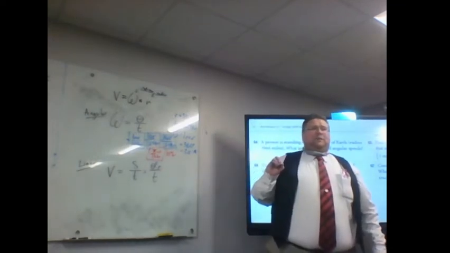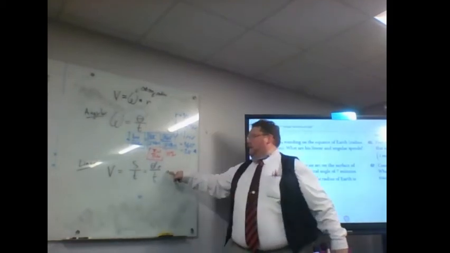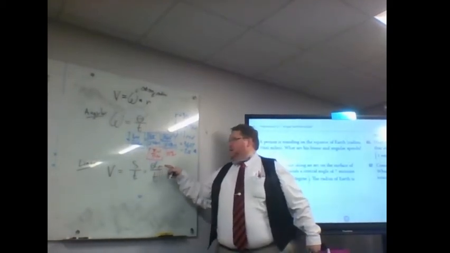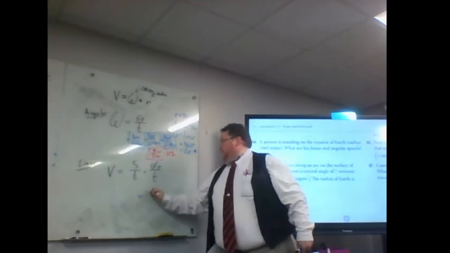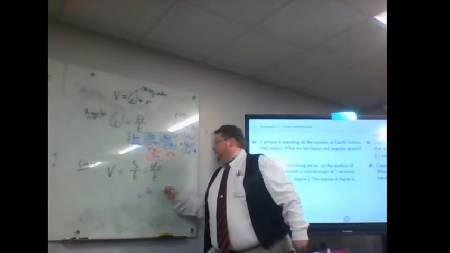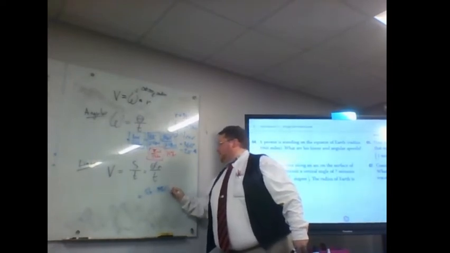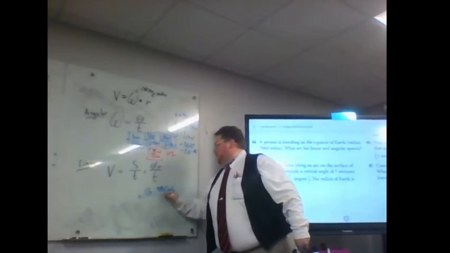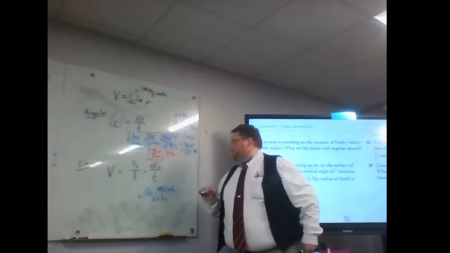Otherwise, the math doesn't work out. So, to fix this one, I'm going to choose to use this version of the formula with theta and r instead of s, because it's the same thing. So I plug in. My theta would be 2 pi. My radius would be 3960 miles, all over 24 hours.